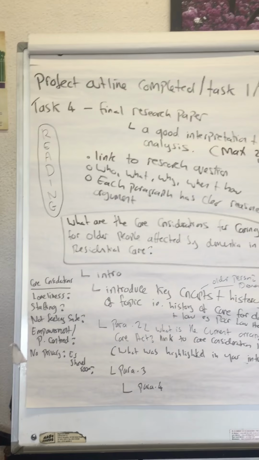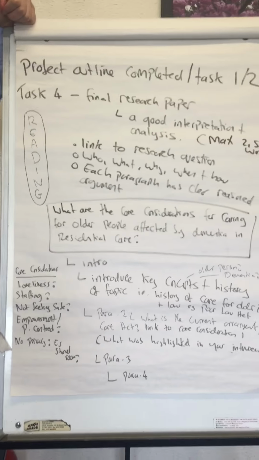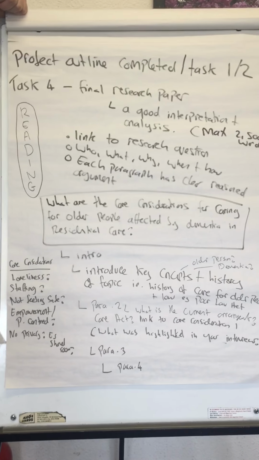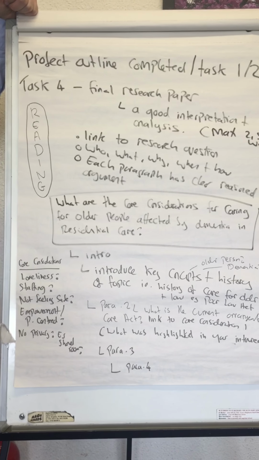And once you've done that, it's pretty much just getting straight to answering the question. So you need to think about what the core considerations for older people are. If that is your question, you need at least four or five key issues and arguments that you want to write about.